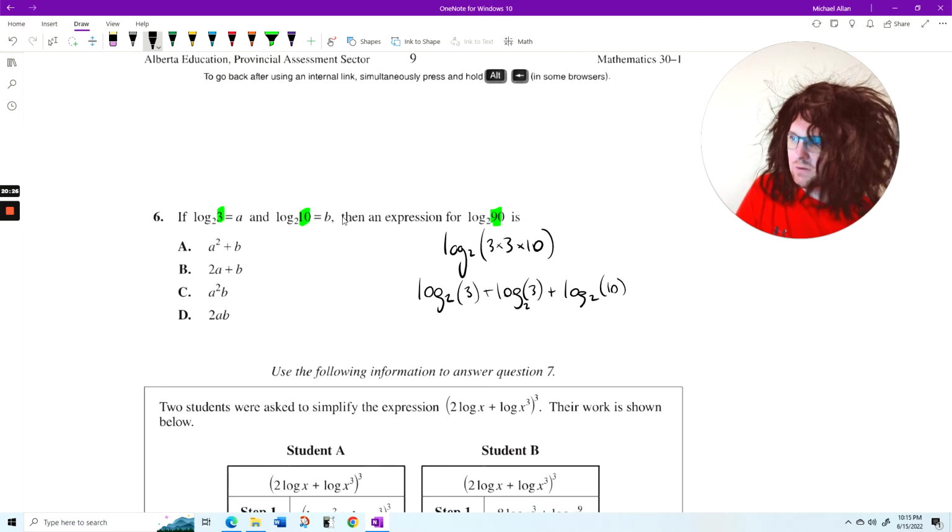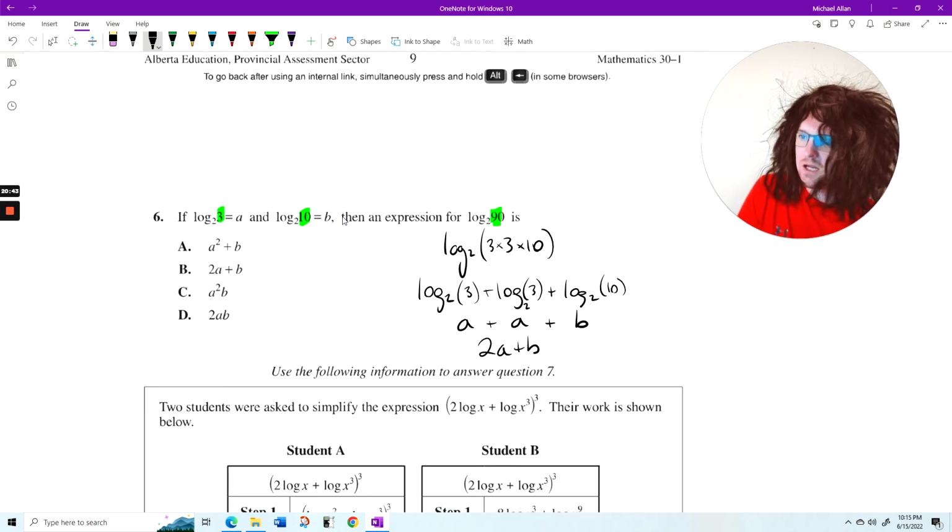And then plus a log. So that's all that really is. Sometimes they throw in some variables in there, but it's the same idea. Now, every time I see a log base 2 of 3, I'm going to put an A there. So there's an A here, there's an A here, and there's a B here. Some people can say that's 3 squared and then drop that down, but that works the same way. So you have 2 A's and 1 B. So you need that one.